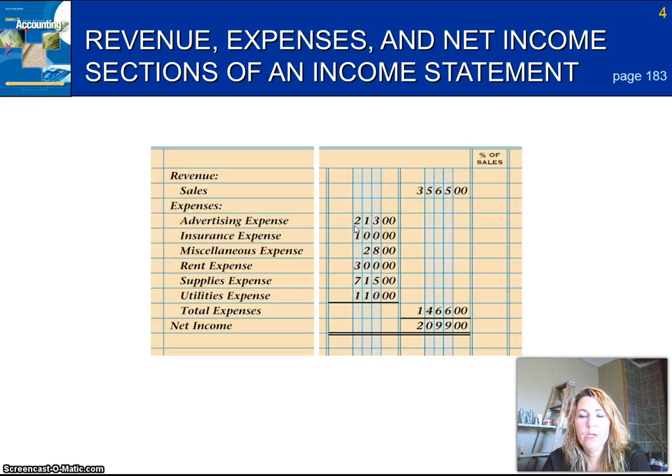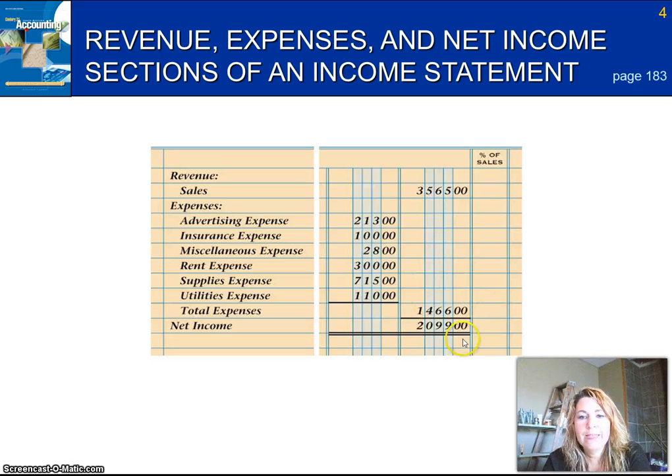Expenses, we have more than one. So we're going to list out all of our expenses, and then come down here and put total expenses, and put our total over here in this column. Be sure you draw your lines to indicate that we're going to add. The next thing we're going to do is take our sales minus our total expenses to give us our net income, which for this one is $2,099.